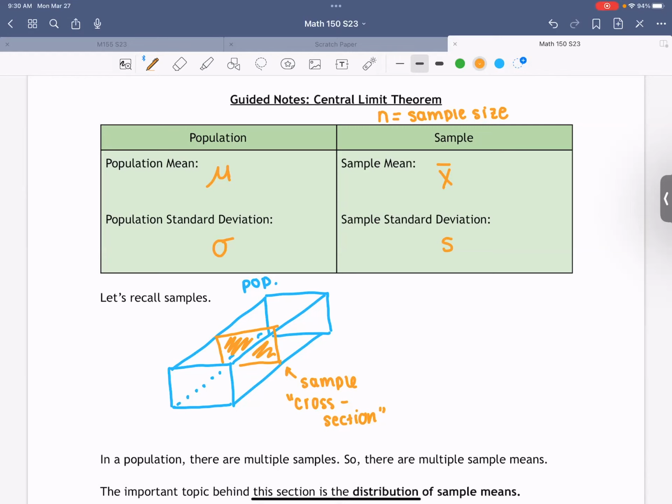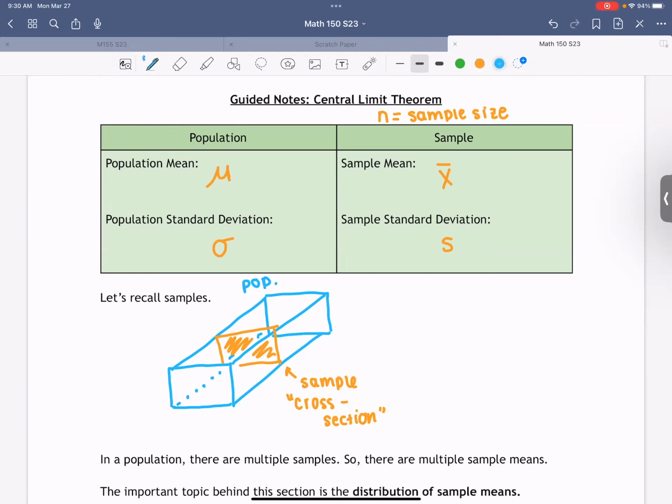Now, in a population, there's always going to be multiple samples I can take, right? I didn't have to slice in the middle. I could have taken a slice towards the front of the prism or towards the back of the prism. So in a population, there are a lot of different samples I could take.